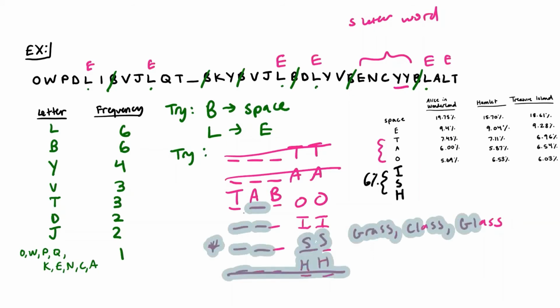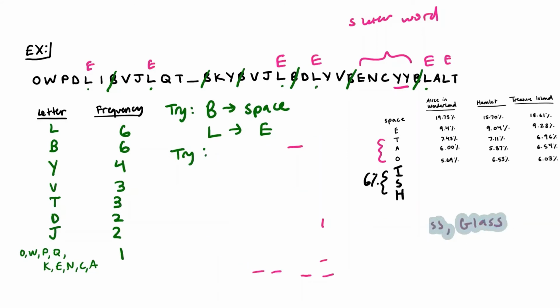So let me just erase all this. So I'm just making a guess based on all these observations. S has the most options as a letter. So I'm gonna go ahead and try with S. So let's say, one second. Let's say Y is S.